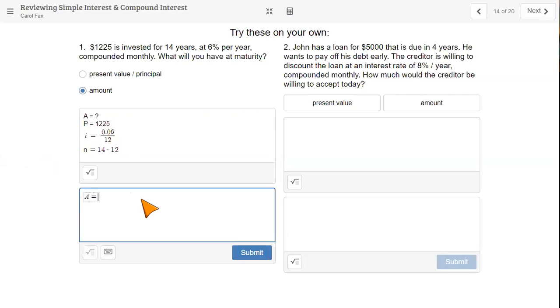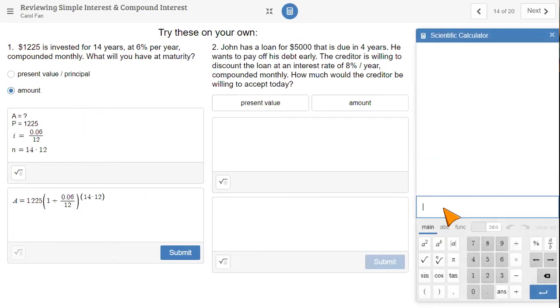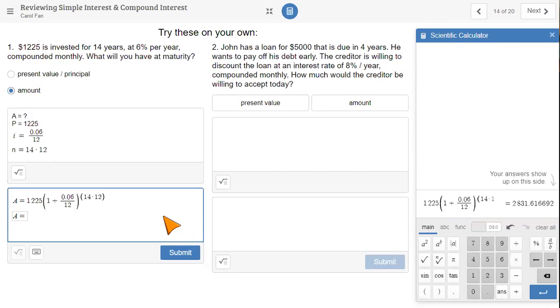All right, so let's substitute this in. A is equal to 1,225 times 1 plus 0.06 divided by 12, all to the power of 14 times 12. Okay, let's put this into the calculator. And amount $2,831.62.